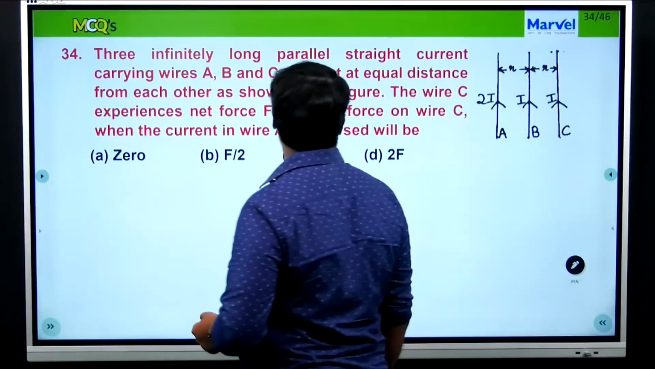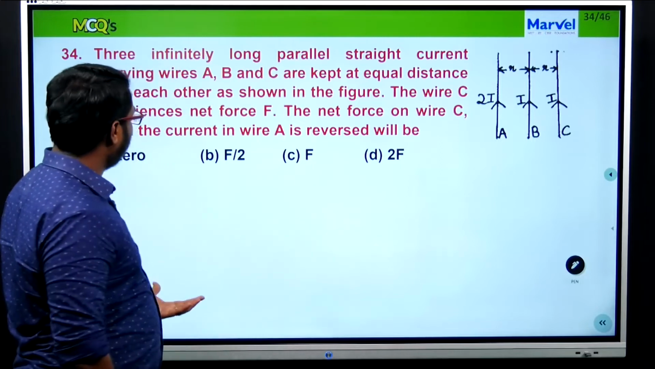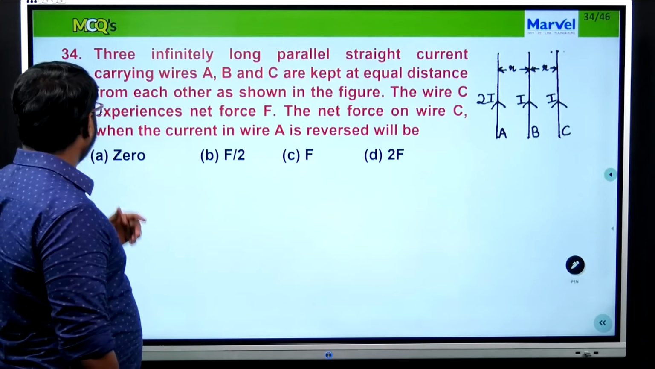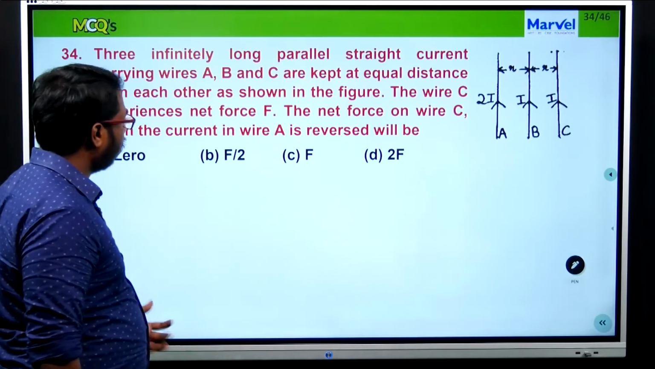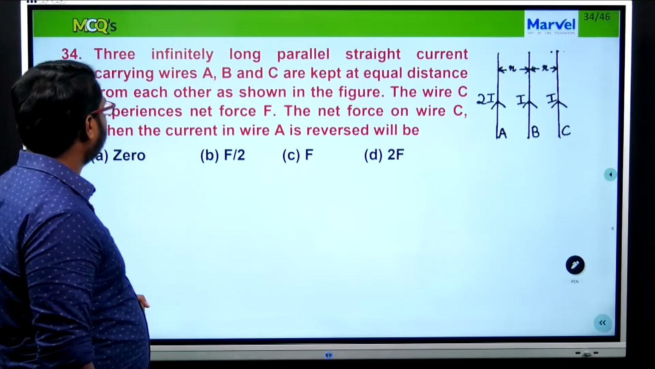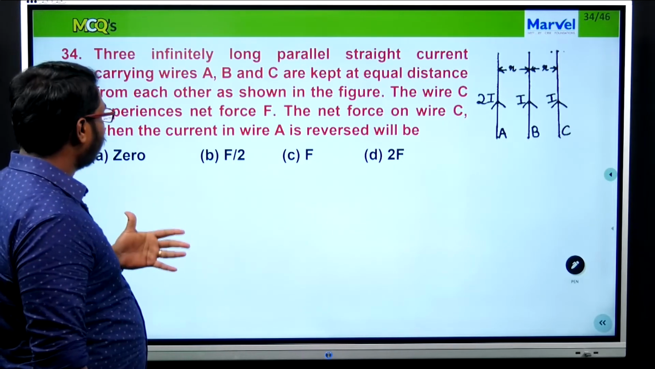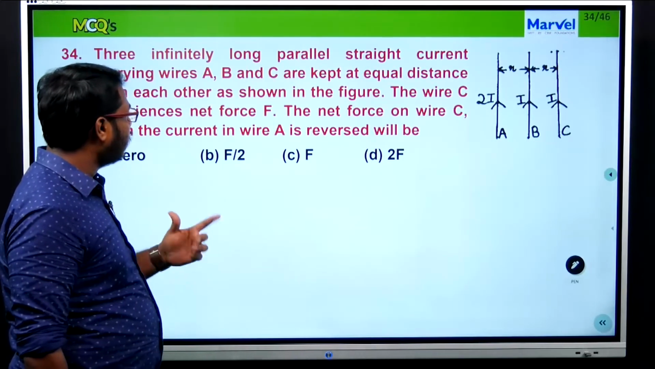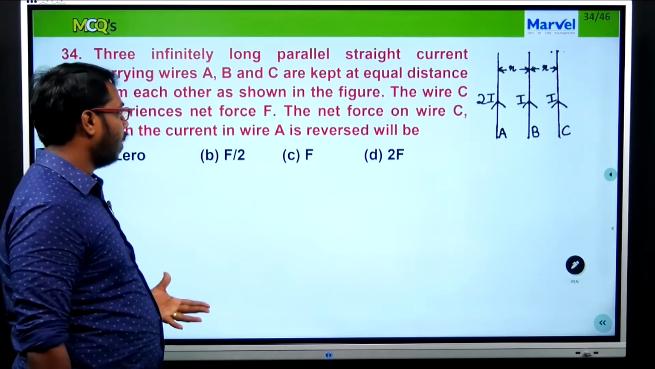Three infinitely long parallel straight current carrying wires A, B and C are kept at equal distances from each other as shown in the figure. The wire C experiences a net force F. Then the net force on the wire C when the current in the wire A is reversed will be.